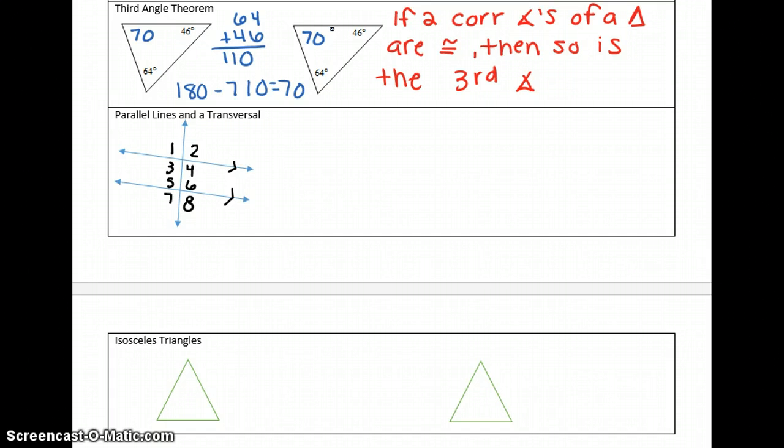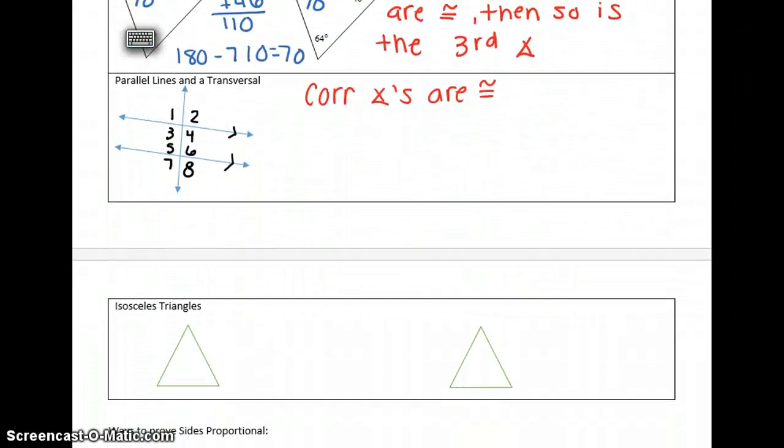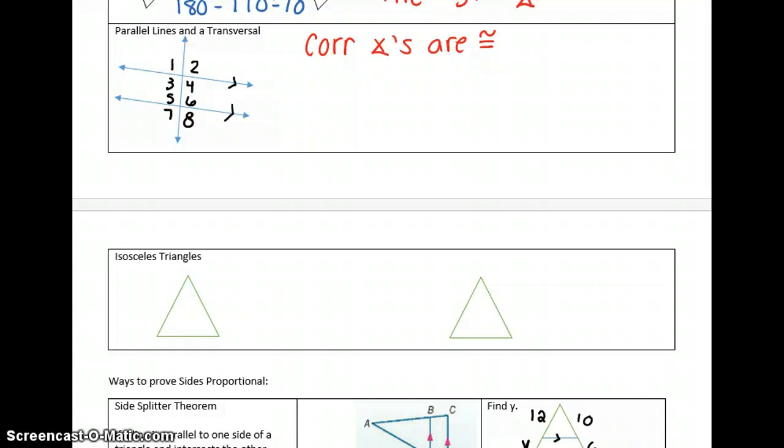Another important thing to remember from last year is parallel lines and a transversal. There's three different angle relationships that are congruent when you have parallel lines and a transversal. The first, corresponding angles, are congruent. Corresponding angles are angles in the same spot. So for example, if I look at this picture, angle 1 is in the top left, and so is angle 5. So angle 1 is congruent to angle 5.